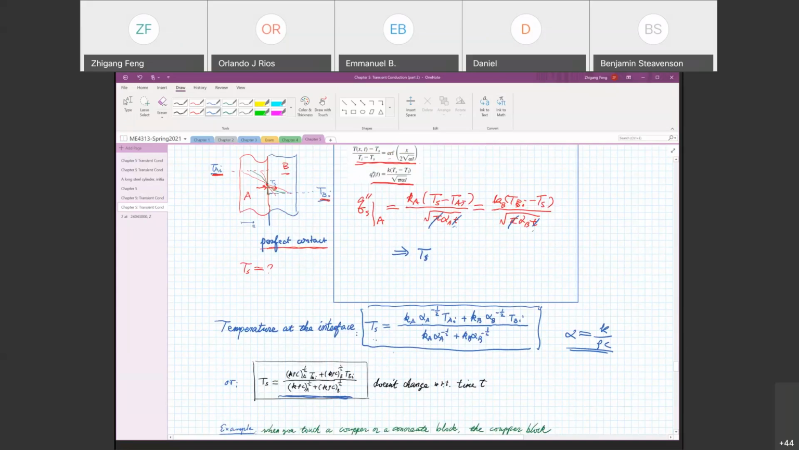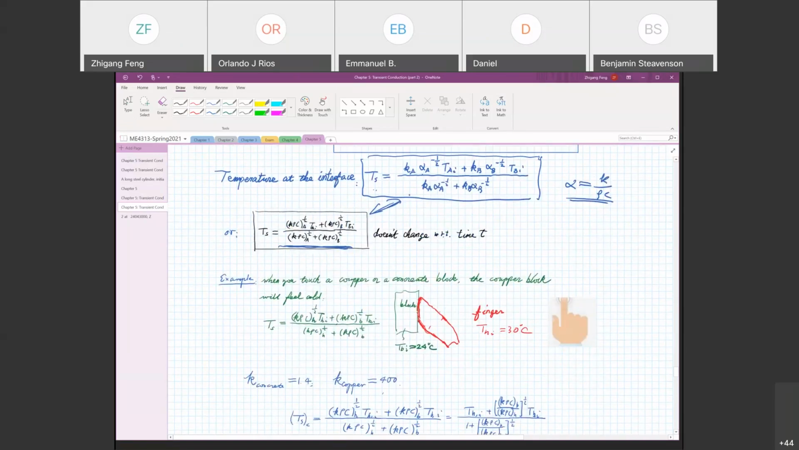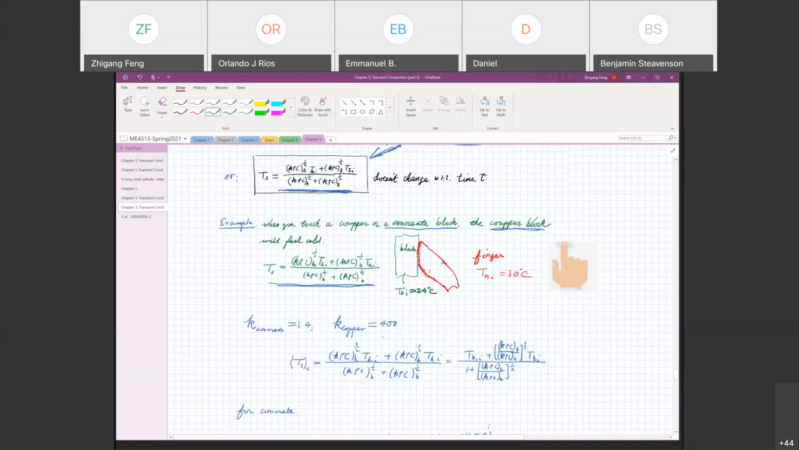But these two equations are identical. They are the same. Now, one example is if you use a finger to touch either a concrete surface or a copper block, okay? And we want to determine the interface temperature for this case. One is when you use a finger to touch a concrete block. The other is when you use a finger to touch a copper block. And we just use the properties and plug into this formula to find the interface temperature.